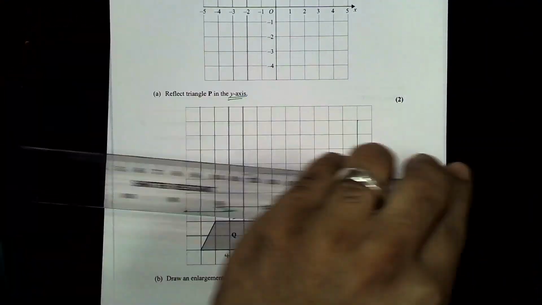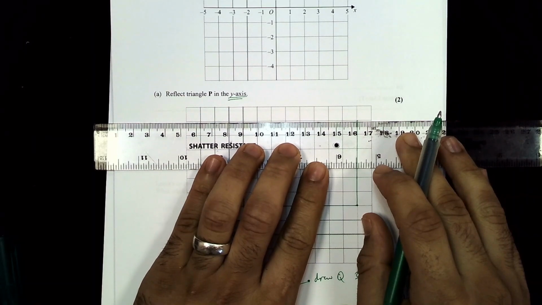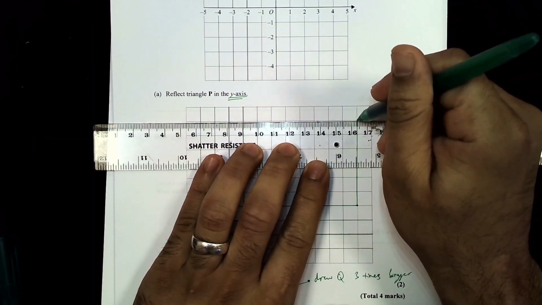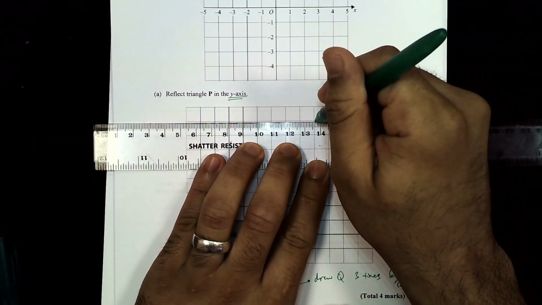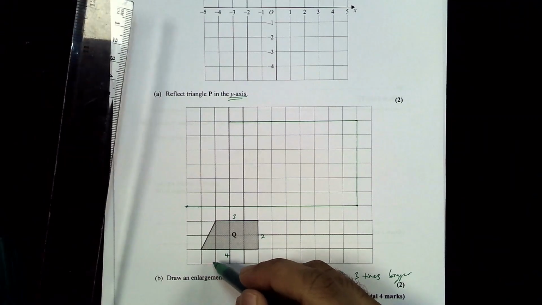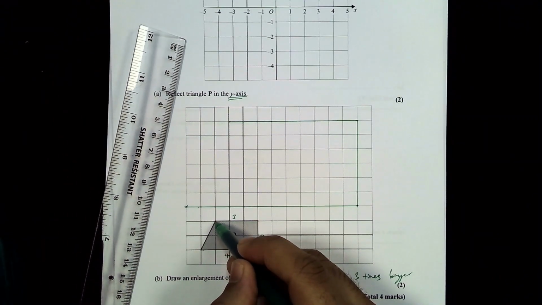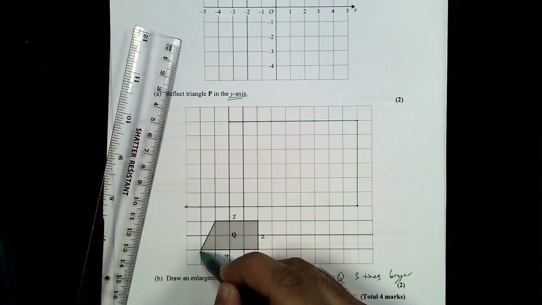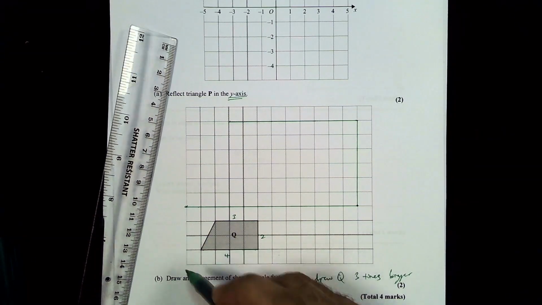So I'm going to count 3 squares across. Sorry, 9 squares across, not 3. 1, 2, 3, 4, 5, 6, 7, 8, 9. And then the last bit, I mean, you can count it. It was down 2 and across 1, so that's going to become down 6 and across 3.